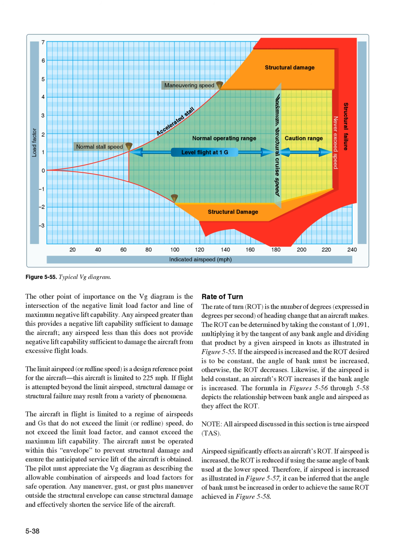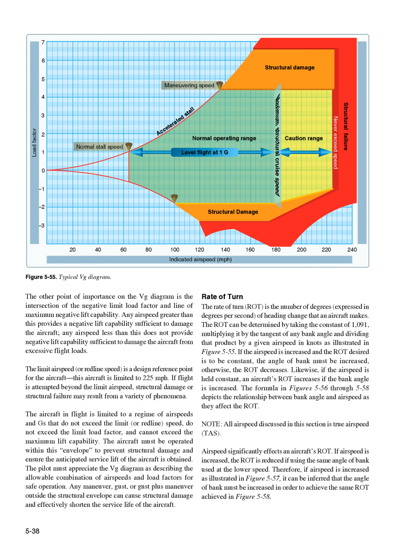The other point of importance on the VG diagram is the intersection of the negative limit load factor and line of maximum negative lift capability. Any airspeed greater than this provides a negative lift capability sufficient to damage the aircraft. Any airspeed less than this does not provide negative lift capability sufficient to damage the aircraft from excessive flight loads. The limit airspeed, or redline speed, is a design reference point for the aircraft. This aircraft is limited to 225 miles per hour. If flight is attempted beyond the limit airspeed, structural damage or structural failure may result from a variety of phenomena.